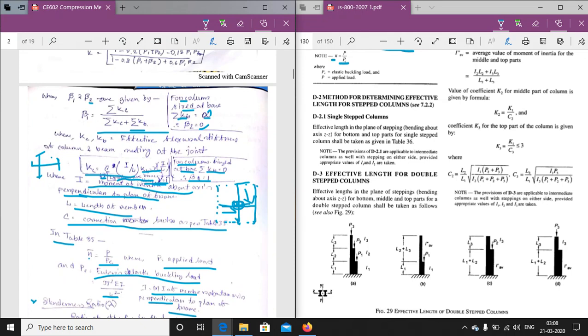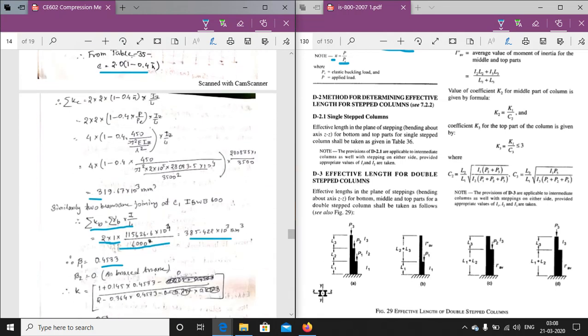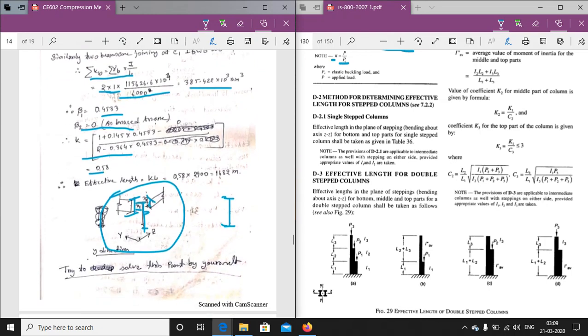Now for the braced frame that we have shown in our drawing, the column is fixed, the summation of KB will be infinity and beta 2 will be equal to 0. Beta 1 will have a value. So beta 2 we are putting as 0 for the braced frame, so the value of K is equal to 0.58. The effective length KL is equal to 1.682 meter. Okay, this is the effective length.